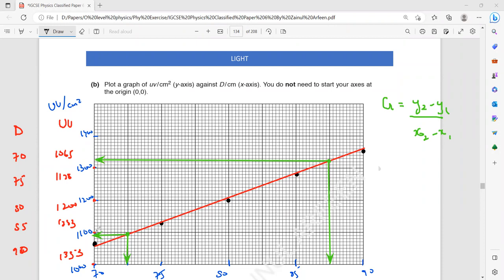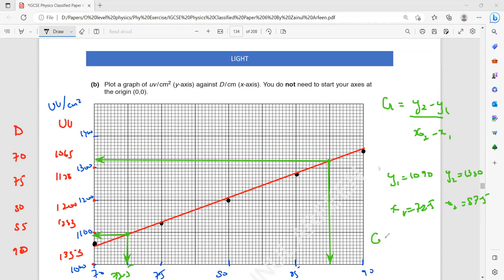What is y1 here? It is just one box below, so it is 1090. So the value of y1 is 1090. The value of y2 is how much? It's 3 boxes above, so 1330. X1, the first point on the x-axis, is 72.5 because it is between 70 and 75. So x1 will be 72.5. And x2 will be 87.5.